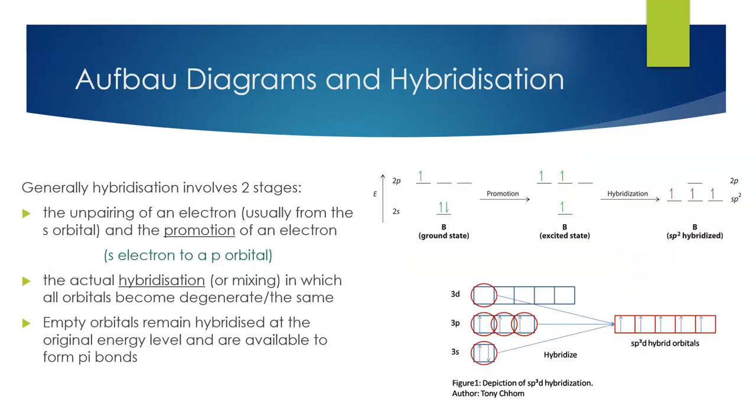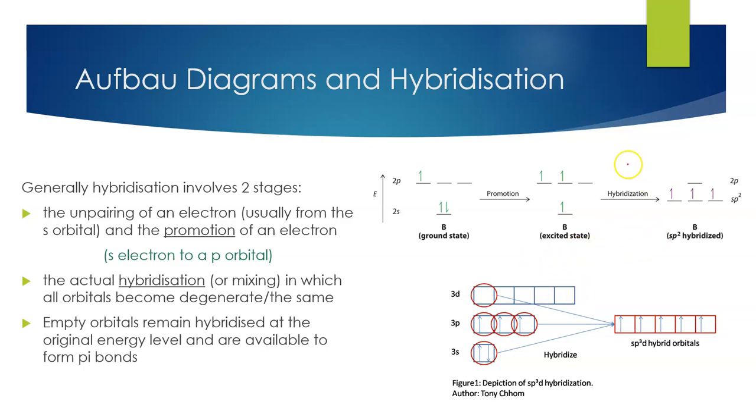Hybridization will generally occur in 2 stages. We have unpairing of paired electrons, generally from the s orbital, and then promotion of an electron, so an s electron to a p orbital. Then the hybridization or mixing, where all the orbitals become degenerate, the same energy. Empty orbitals will remain unhybridized at the original level and are available to form pi bonds.